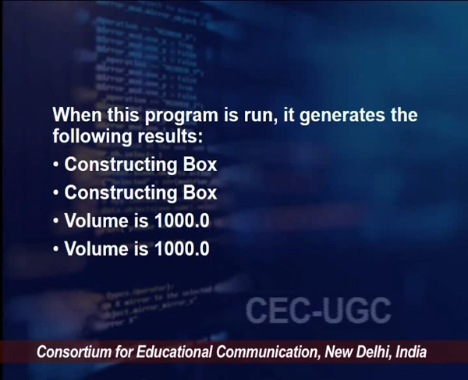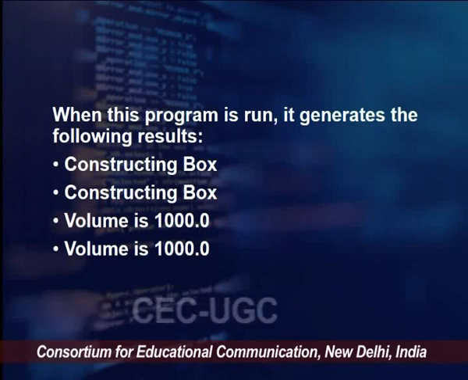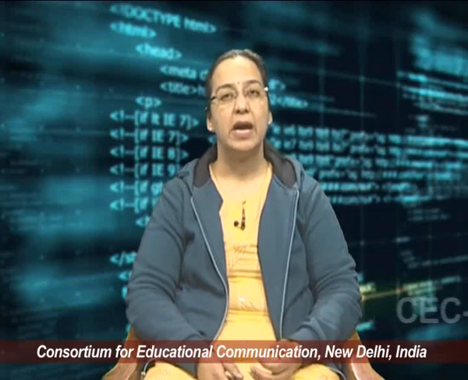Now what are the results? The result says constructing box, again constructing box, then volume is 1000, volume is 1000. So this will be the result. Now why this result? This constructing box is the statement which is written inside the box constructor, and then the value is assigned to height, width and depth.